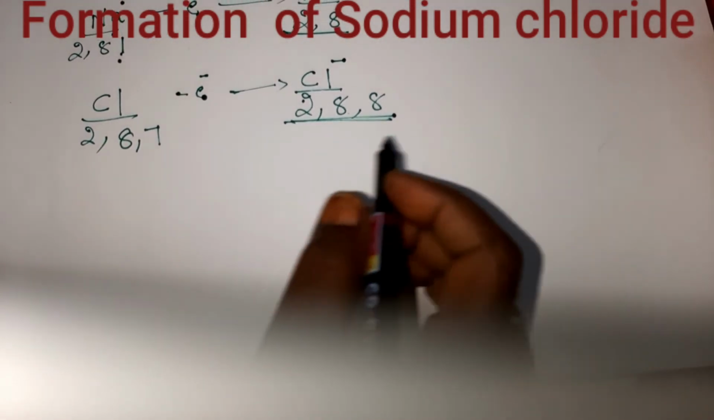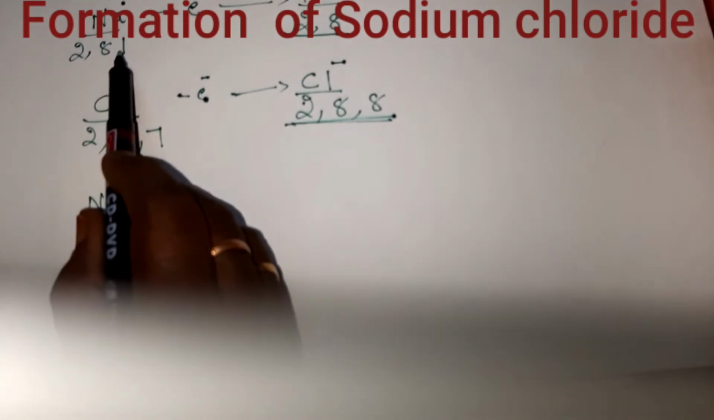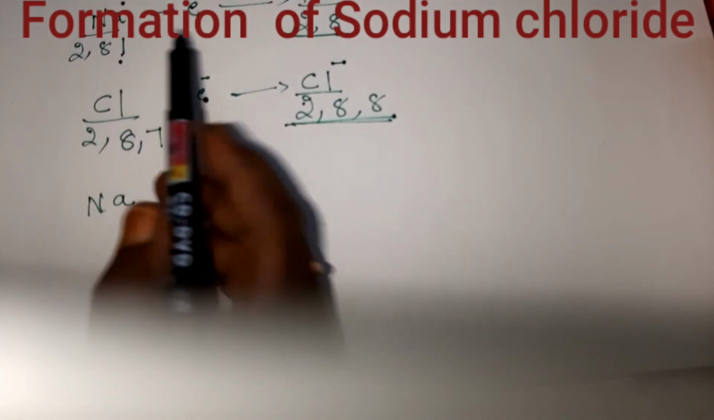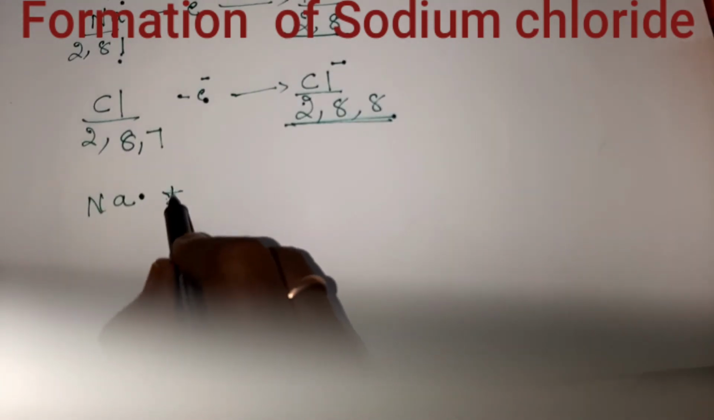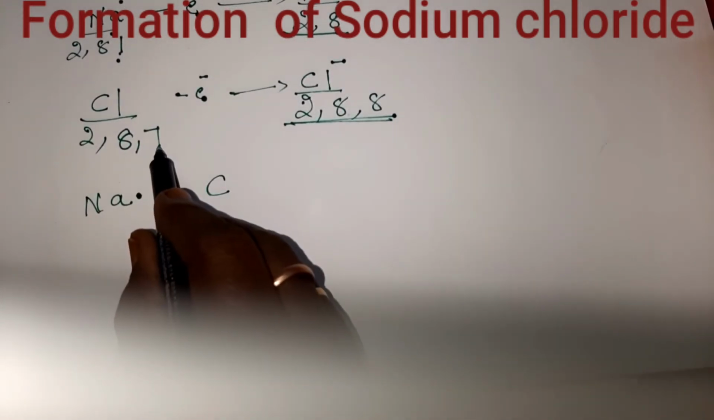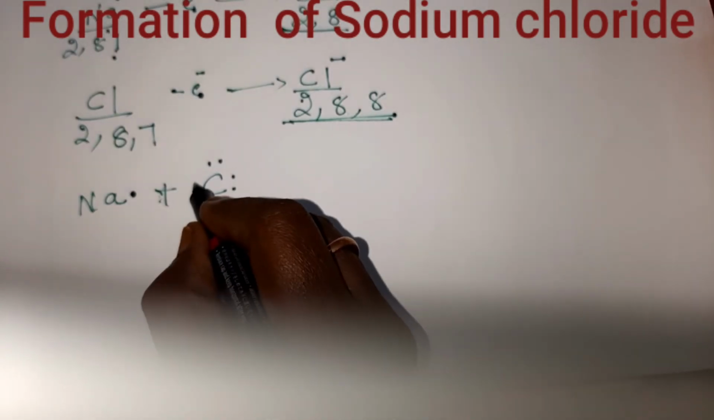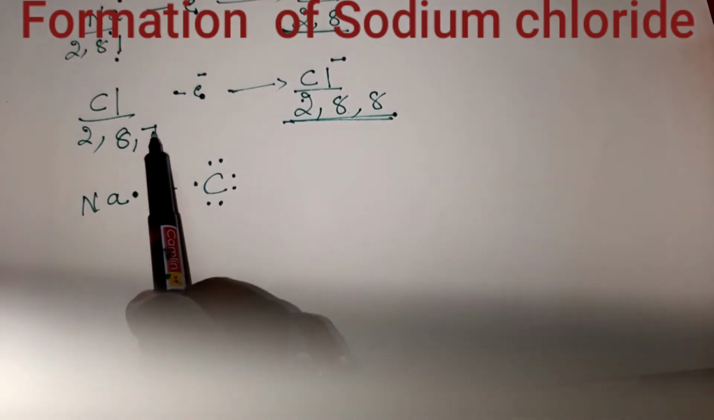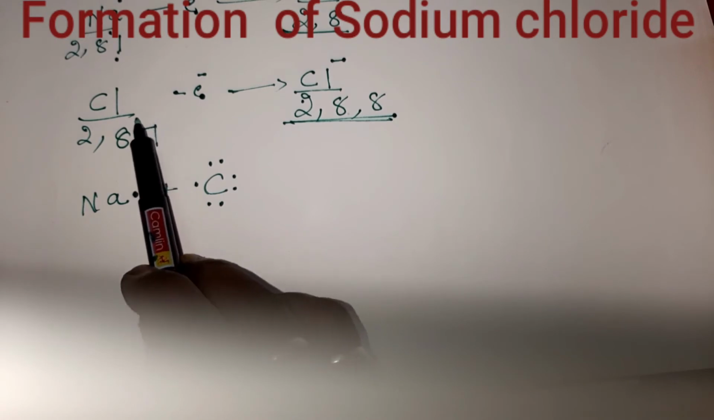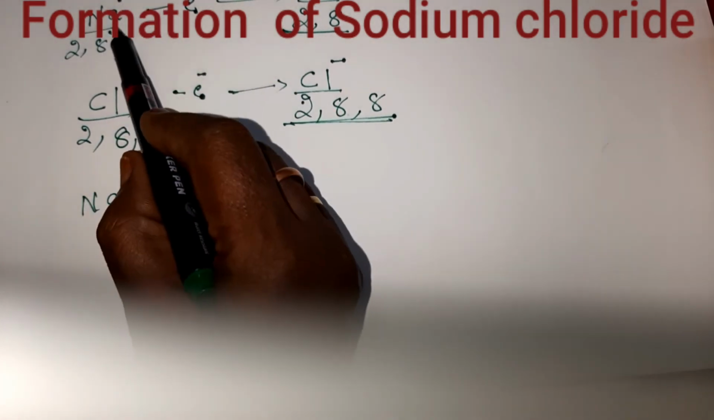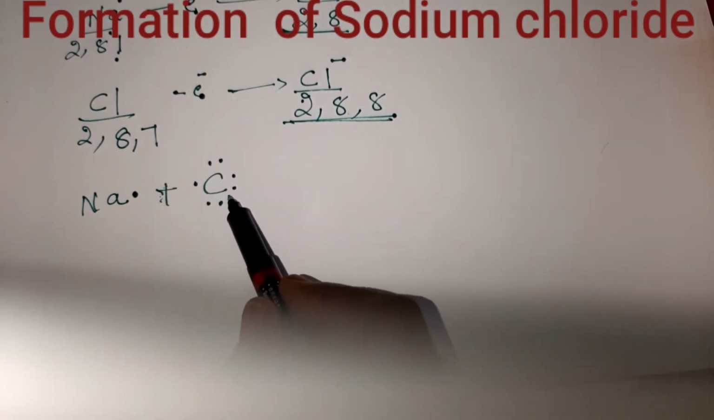So here if you write this, sodium has got 1 electron in the outermost shell, children. How many electrons? 1 electron. And chlorine has got 7 electrons in the outermost shell. So 1, 2, 3, 4, 5, 6, 7. You all understood, children? You have to take the valence shell electrons, outermost shell electrons. Here outermost shell electron 1. Chlorine has got 7 in the outermost shell.